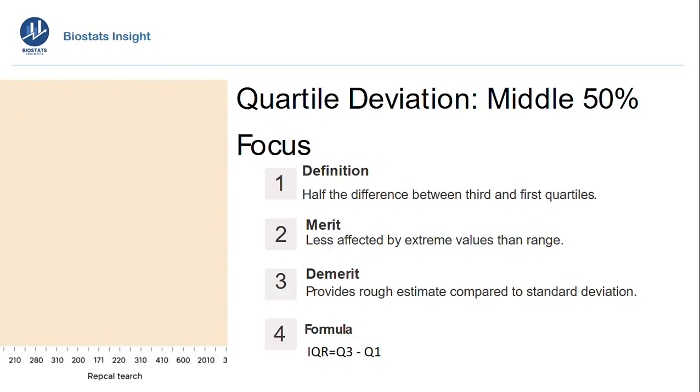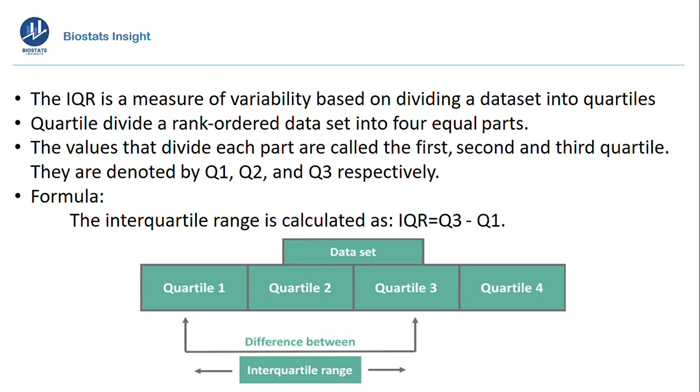Quartile deviation is also known as the middle 50% of observations. The definition is half the difference between the third and first quartiles. Merit: it is less affected by extreme values than range because it does not use the highest or lowest value. It is the difference between Q3 minus Q1. Demerit: it provides a rough estimate compared to the standard deviation. The formula is IQR equals Q3 minus Q1.